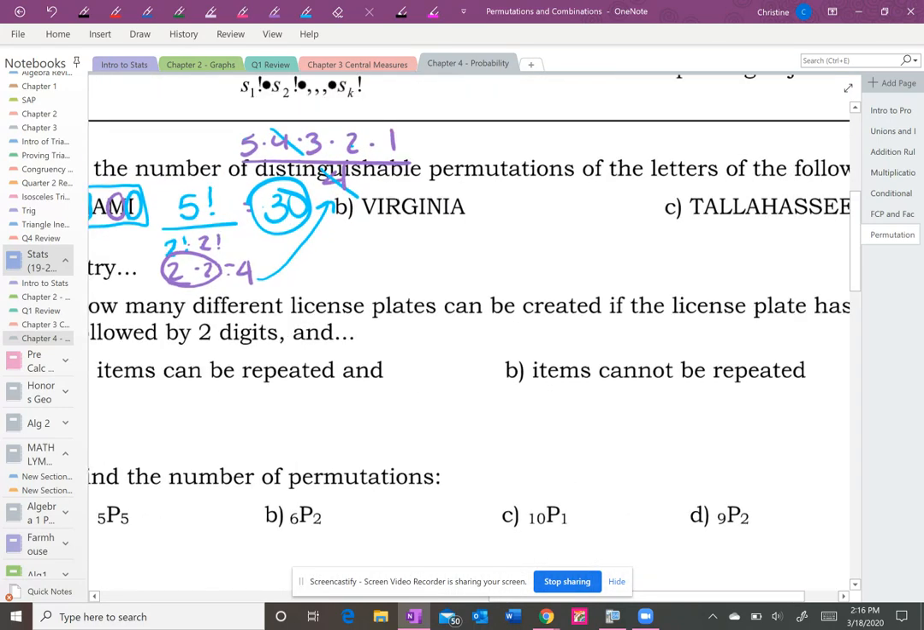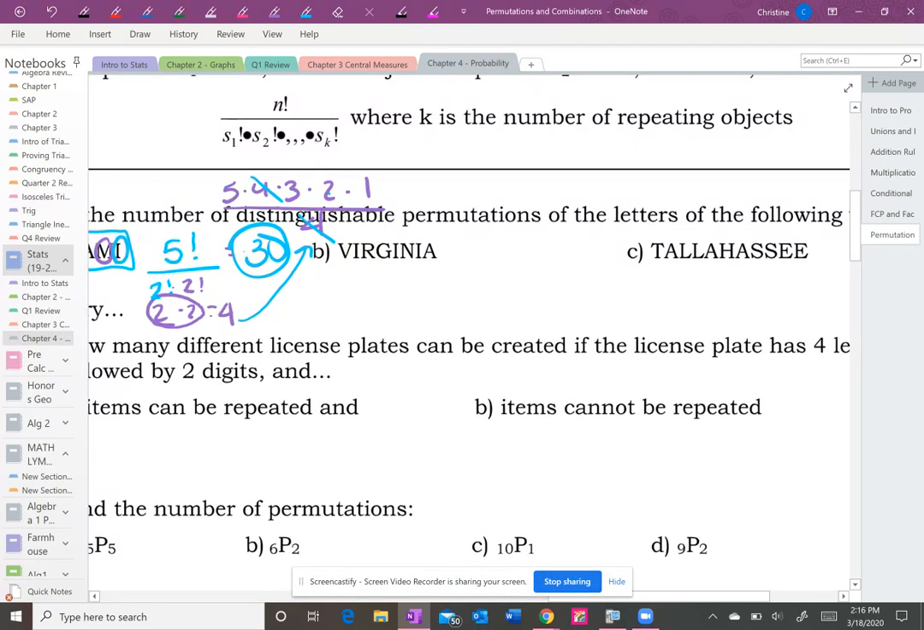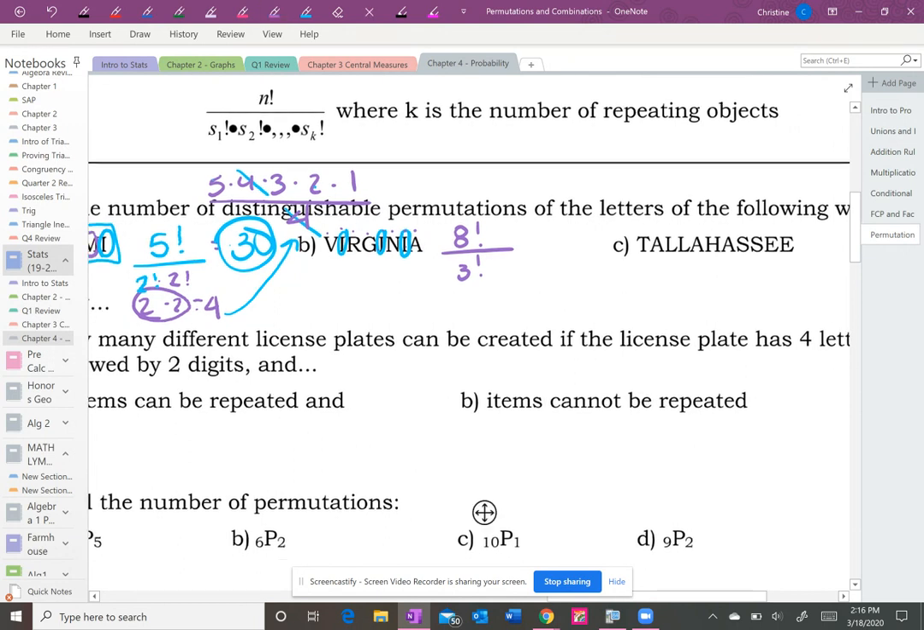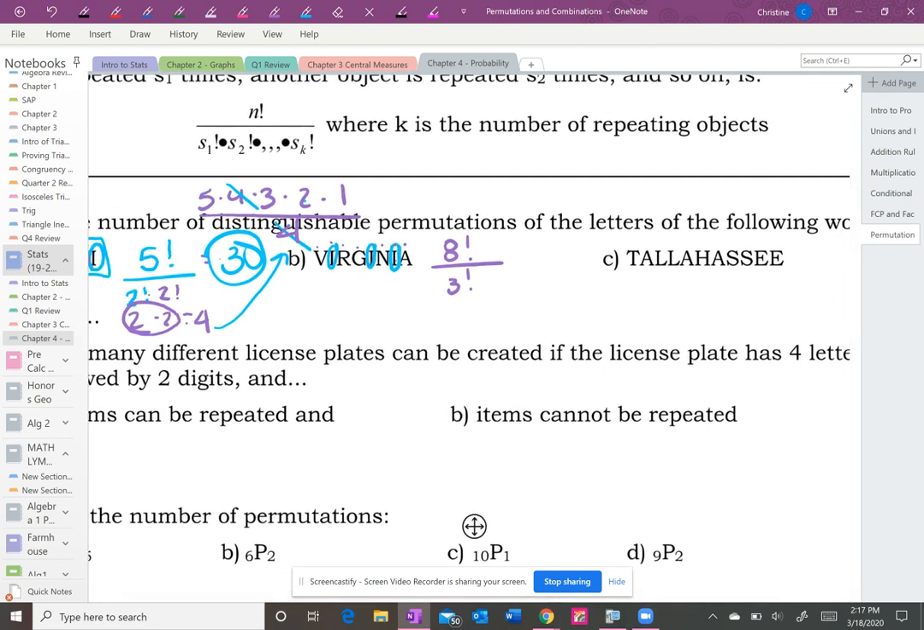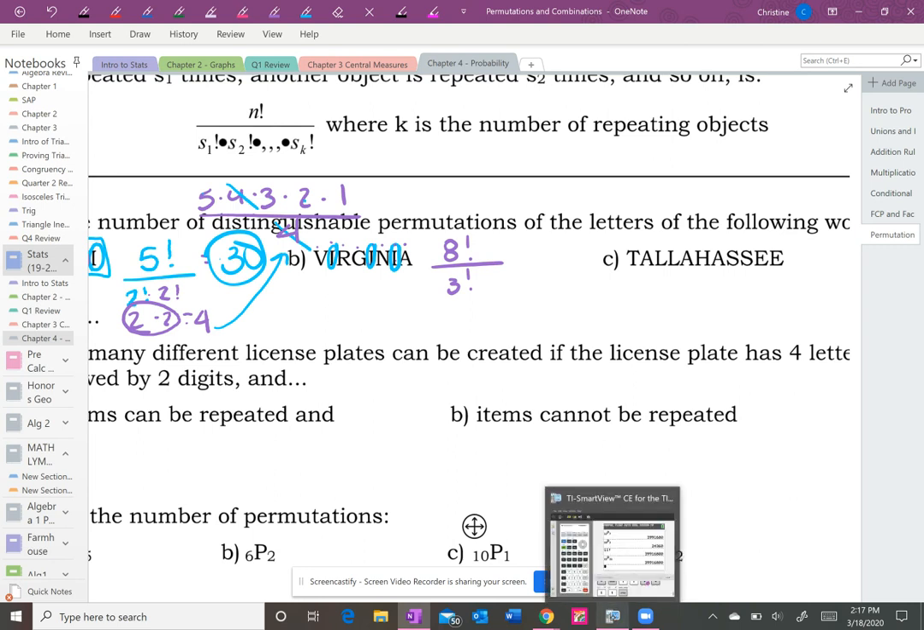Okay, so for example, Virginia. In the word Virginia, you have the I repeating, and that's it. So in Virginia, there are 1, 2, 3, 4, 5, 6, 7, 8 letters. And there are 3 of the same letter. No other letters are repeating, so I don't need to do anything else. It's just 8 factorial over 3 factorial, which if you want to put this in the calculator, again, you can.